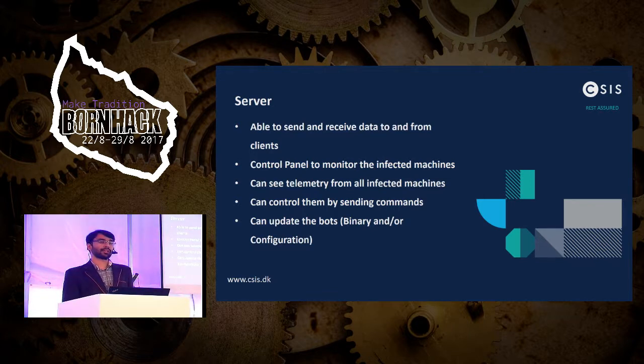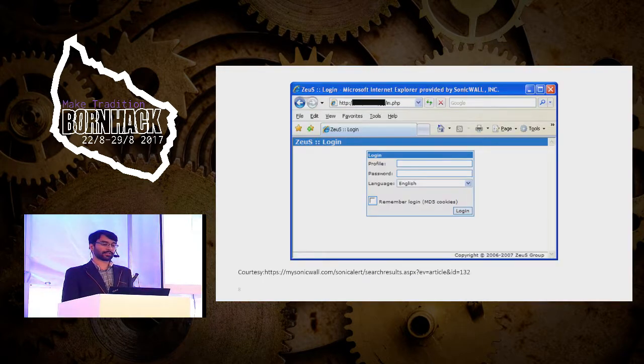The server should be able to send and receive data to the bots. So bots communicate to the CNC server, and the CNC server gets information from the bots, and it should also be able to send commands to the bots and make them do what the criminals want them to do. Again, this server part is used to update the configuration and binary. Now here's a screenshot of an actual panel. This is from Zeus, and this is a fairly old screenshot, probably around 10 years old. But the concept is exactly the same.